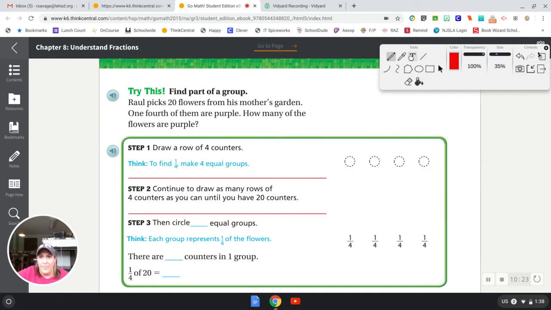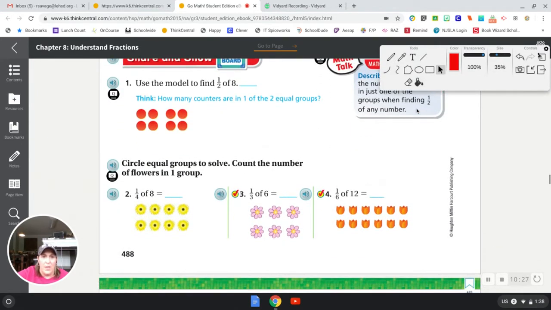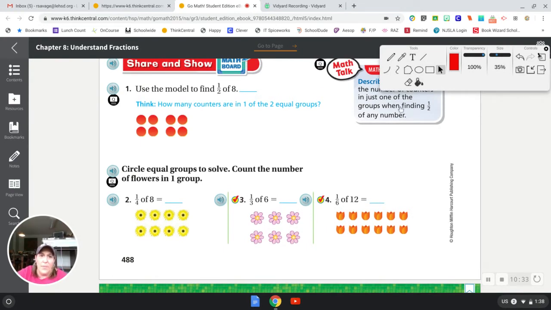Okay, so let's take a look at one of these. I'm already getting over 10 minutes, so I don't want to keep this going too long. Let's use this model to find 1/2 of 8. Well, you might hear that and say, 1/2 of 8? I know half of 8. Go ahead and say it out loud. What's 1/2 of 8? Okay, but let's use our strategy.